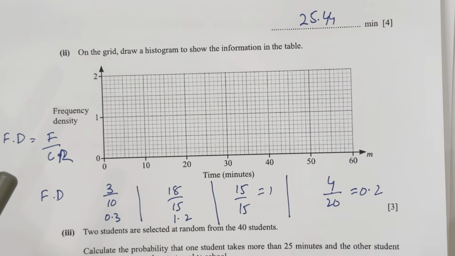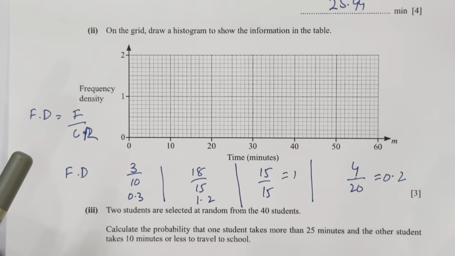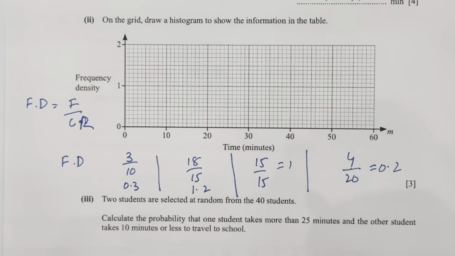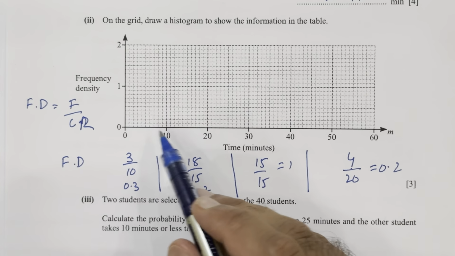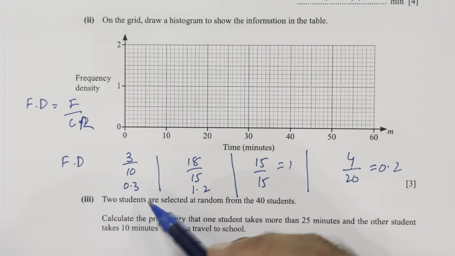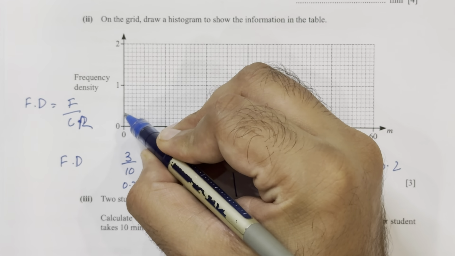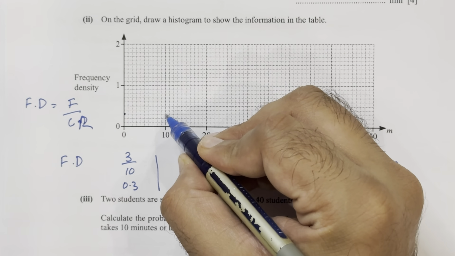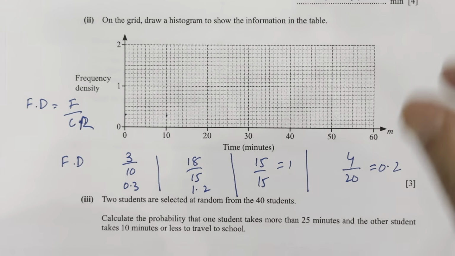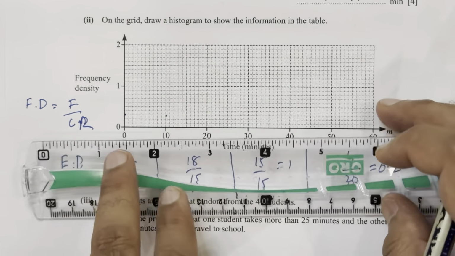Okay, so we need to plot all these values. For the time interval 0 to 10, the density is 0.3. So we can write 0.3 over here and 0.3 over here. So you can plot the graph.